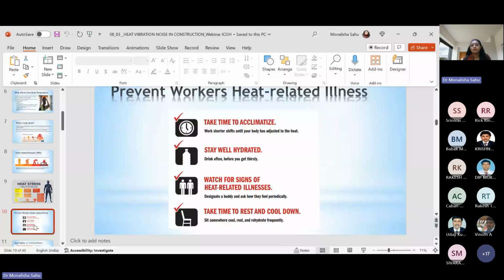So how do we prevent workers from heat-related illnesses? It is very important to take time to acclimatize, to stay well hydrated, especially in summer months, to watch for the signs of various heat-related illnesses, for which a buddy system can be devised, and to take time to rest and cool down.